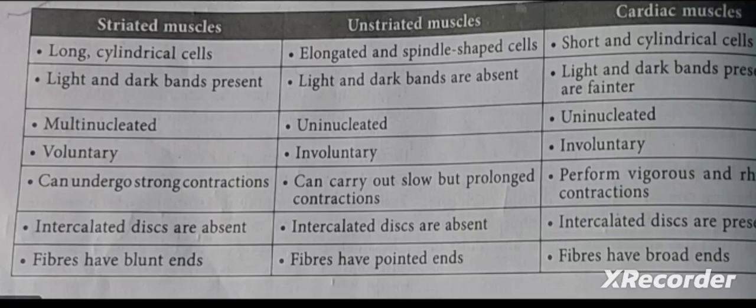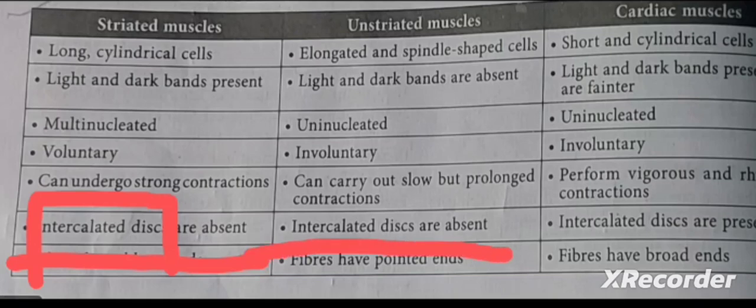Okay, then the sixth point is that in the case of striated muscle, intercalated discs are absent. Remember, intercalated discs are absent. Whereas in the case of unstriated muscles also, the intercalated discs are absent. Whereas in the case of cardiac muscle, it is something different. The intercalated discs are present.